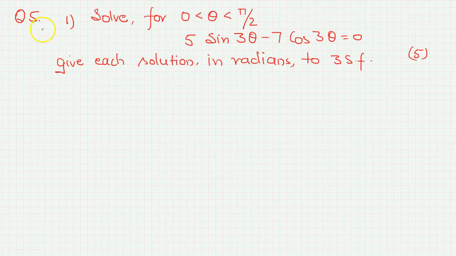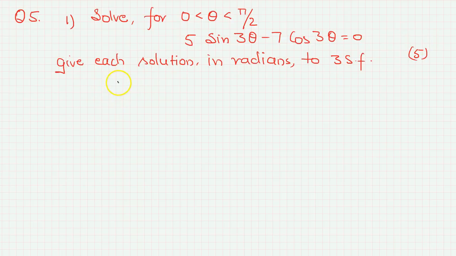Question number 5, part A, which is also for 5 marks, is solve for theta greater than 0 and less than pi over 2: 5 sin 3 theta minus 7 cos 3 theta equal to 0. Give each solution in radians to 3 significant figures.